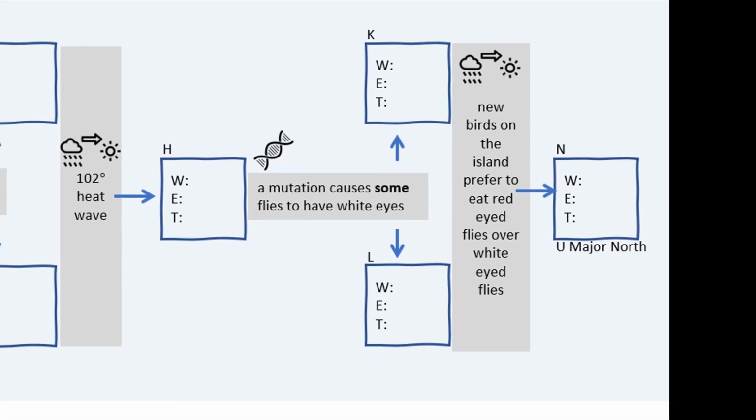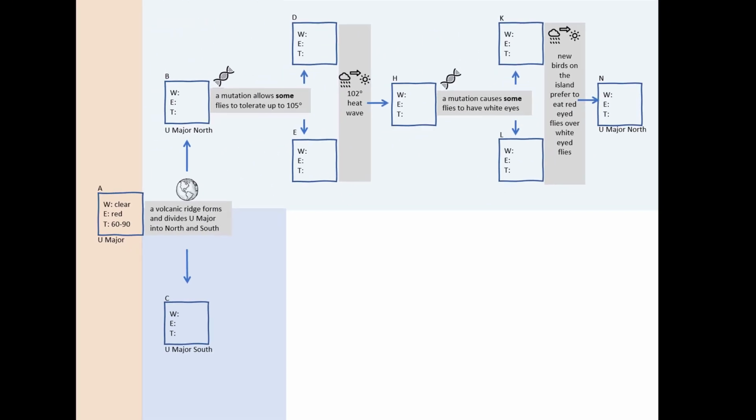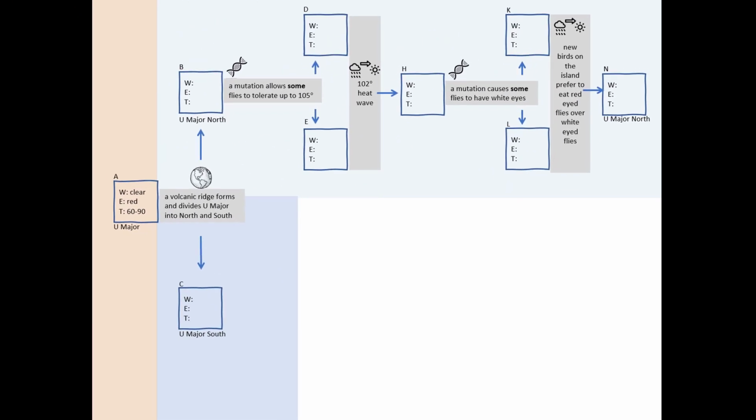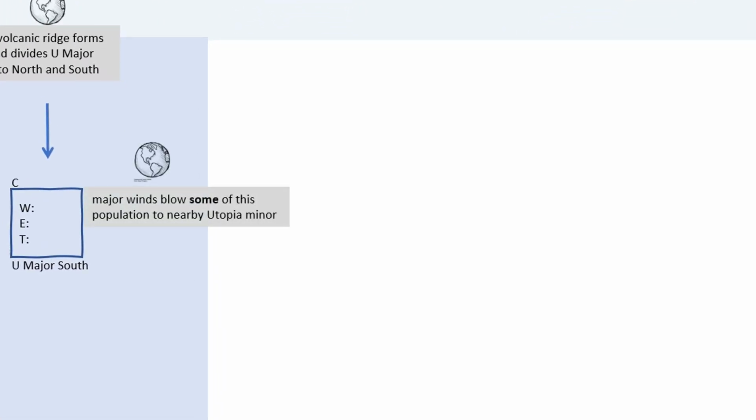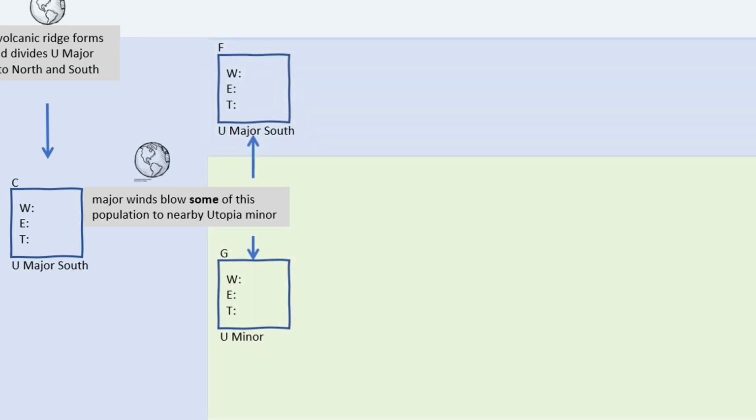Now let's go back in time and see what happens with population C in Utopia Major South. The first event to affect population C is geographic. Major winds blow some of this population all the way to Utopia Minor. This splits the population into two new ones, F, which inhabits Utopia Major South, and G, which inhabits Utopia Minor. Pause the video here and fill in the traits for these new populations, F and G.